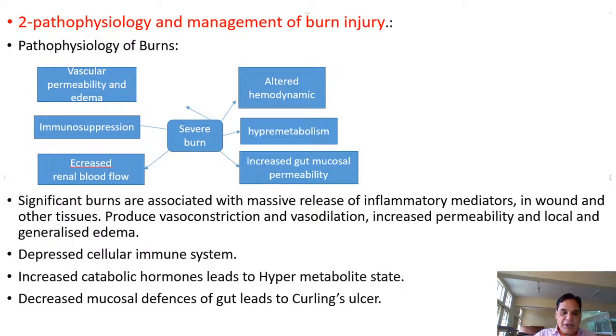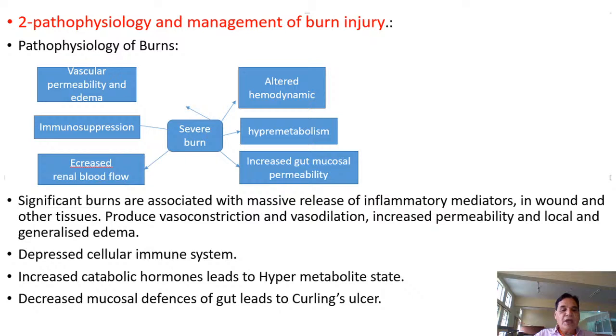The immune system is depressed. With the catabolic hormones, it is a hypermetabolic state. The burn is a hypermetabolic state. Remember, all burn patients lose weight after the second day. Up to 48 hours, because of edema, weight is more. After that, there is weight reduction. And the defense mechanism of the stomach is also affected because of mucosal permeability, which leads to Curling ulcers. Curling ulcers are ulcers which are found in burn patients.